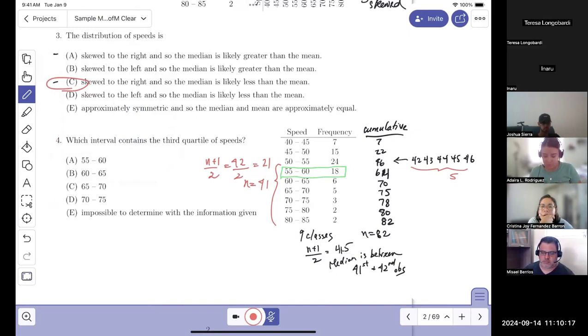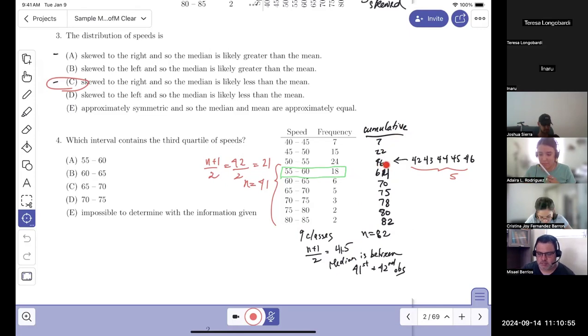Good. So was that hard? That was a little challenging, but you got it step by step. Many places to get lost in that one. Many catches. Okay, so should I review? What we did was interpret how many observations we have accumulated to the end of each class, because we have to count up to 41 and 42. And thankfully, they both fall in here.